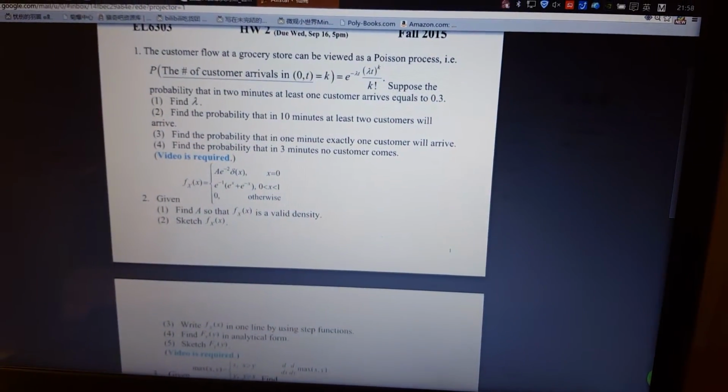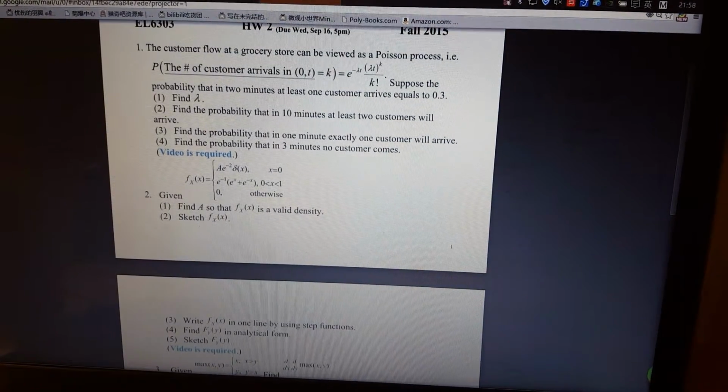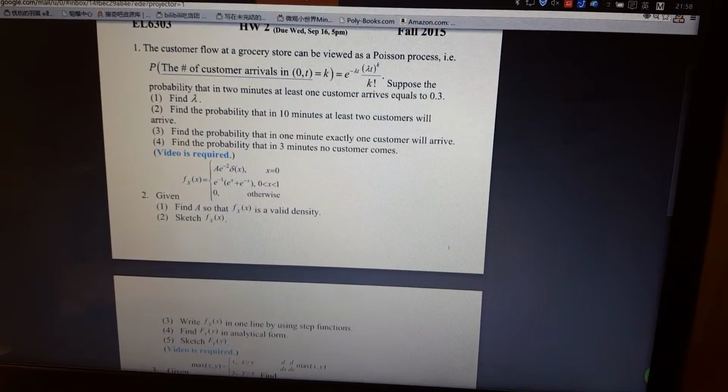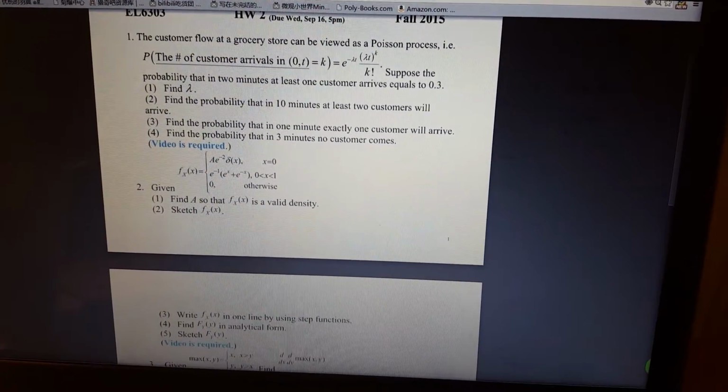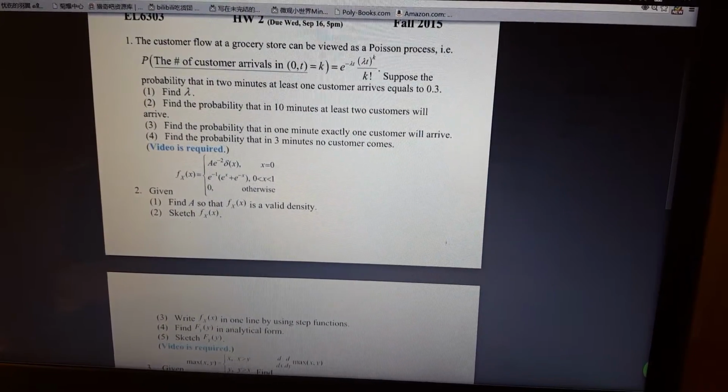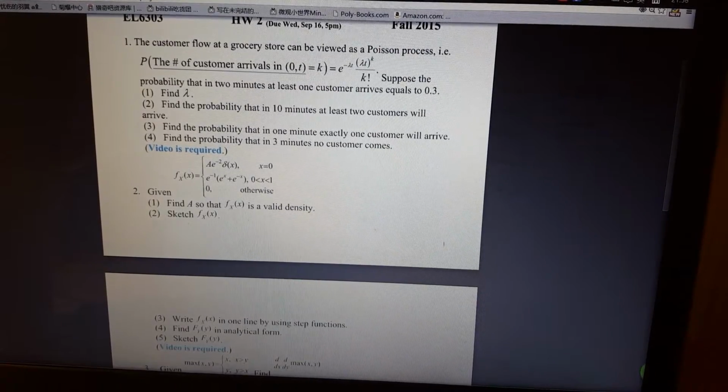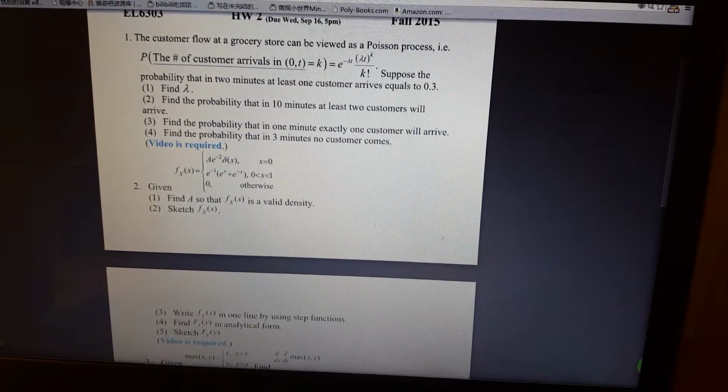So first we solve the first problem. This problem is just a Poisson distribution problem, and the Poisson formula is given in the questions. The first question is to find the lambda, and we can get the preconditions.